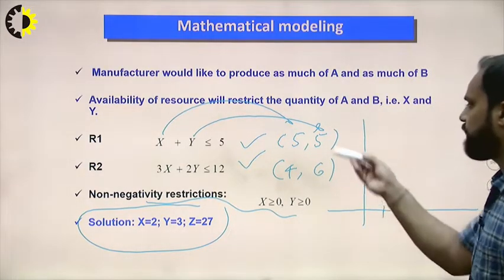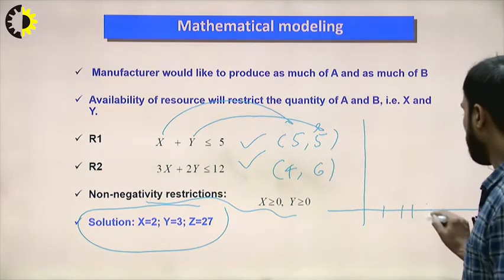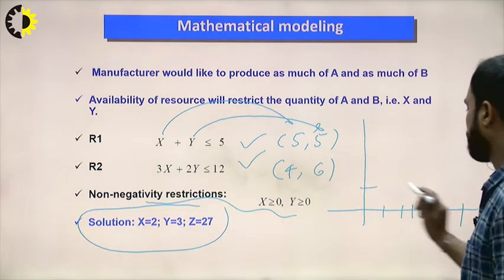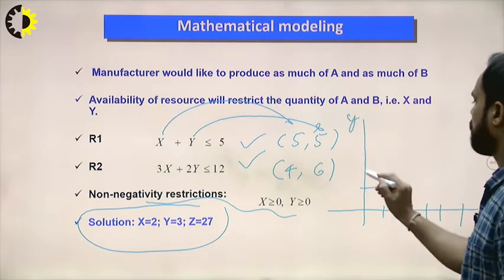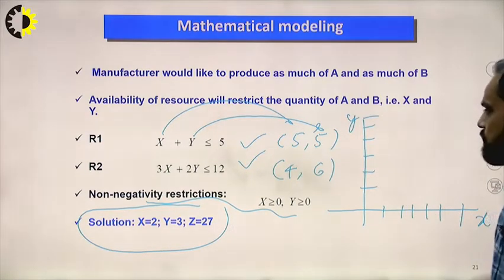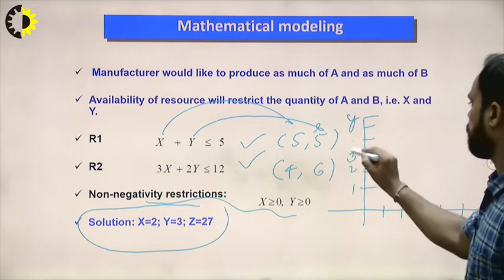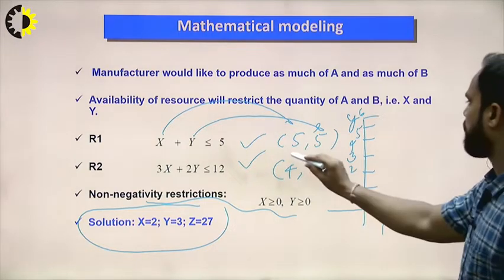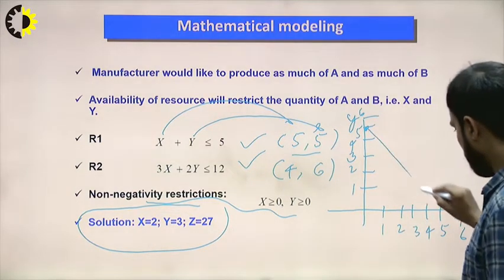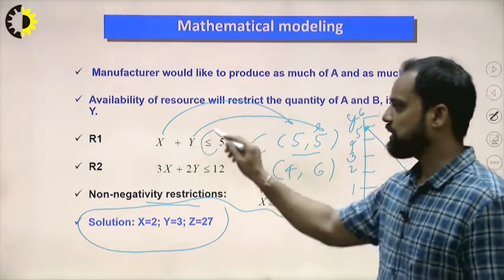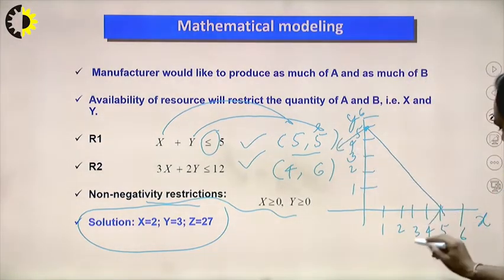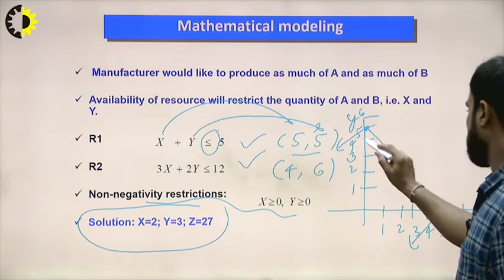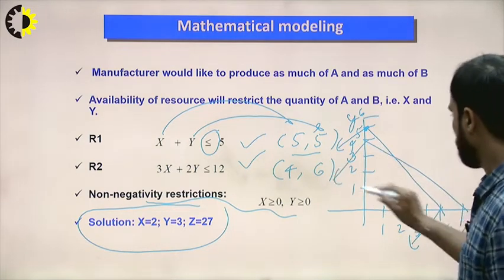Suppose 1 centimeter is equal to 1 unit. 1, 2, 3, 4, 5, 6. We have to keep a scale and marking, 1 centimeter is equal to 1 unit. Again here, this is x, this is y. 1, 2, 3, 4, 5, 6. So first is 5, 5, which means we have to plot here 5, 5. And this equation is of less than type, means the exact solution will lie below this, because the constraint is of less than type, right? The next equation is 4, 6. This is the equation of 4, 6, and again the solution lies on this side.